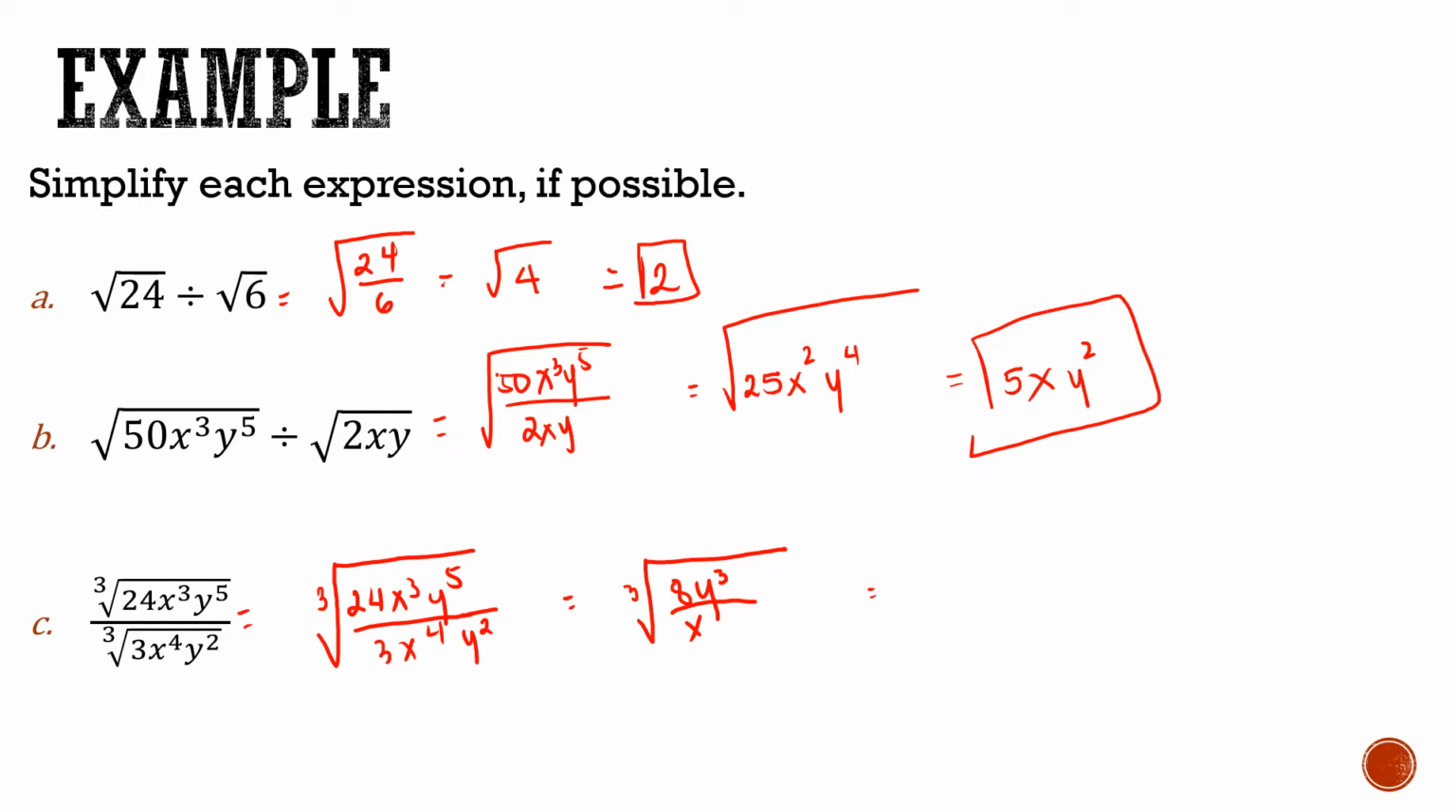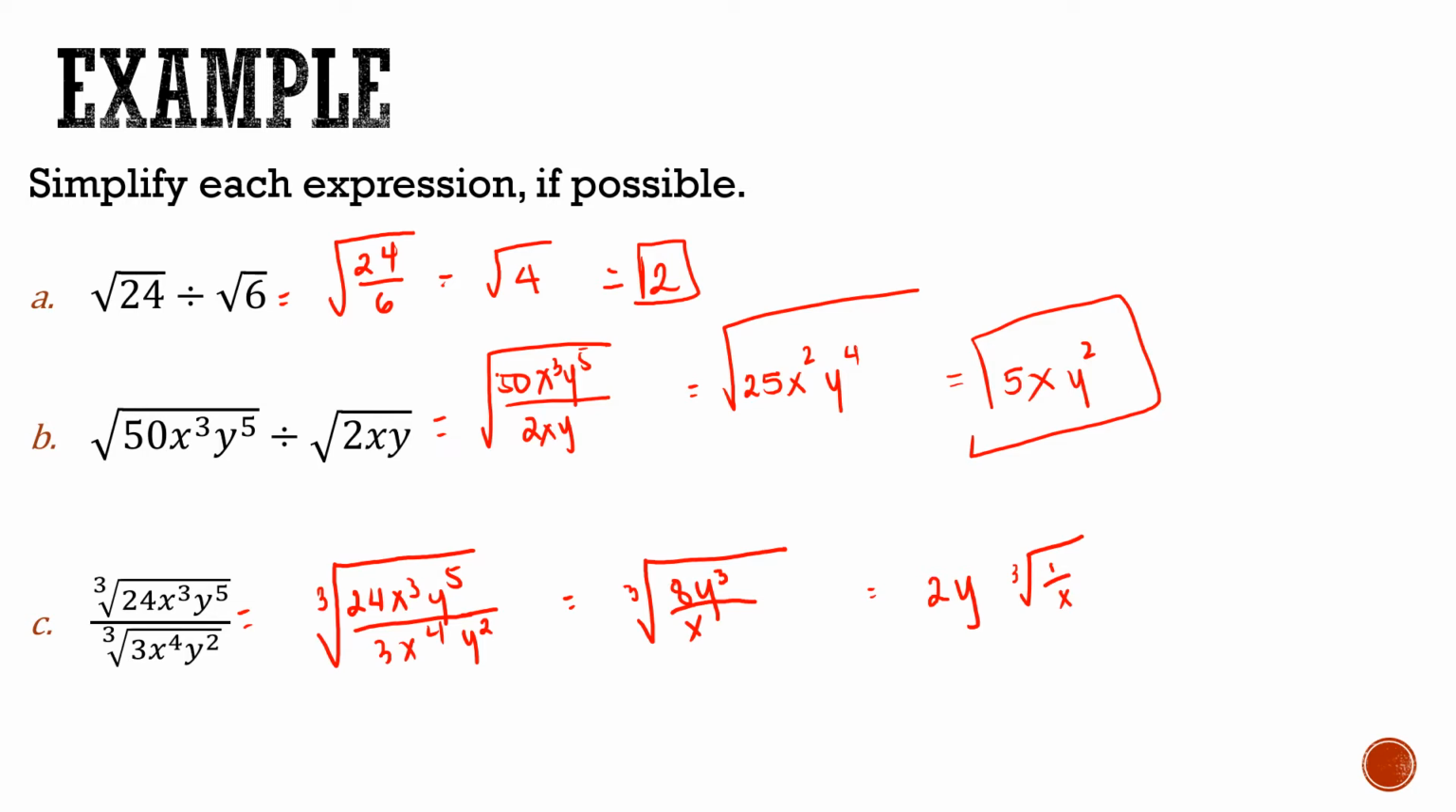The cube root of 8 is actually 2. So I'll be writing 2 outside. The cube root of y cubed is y. So I'll be writing again y outside. And then what is left inside the radicand, the numerator becomes 1. That will be over x. So that will become cube root of 1 over x.